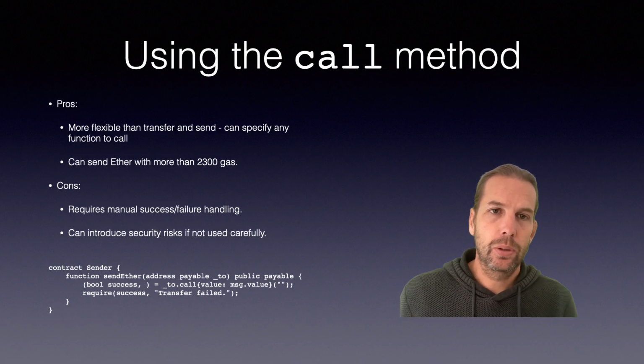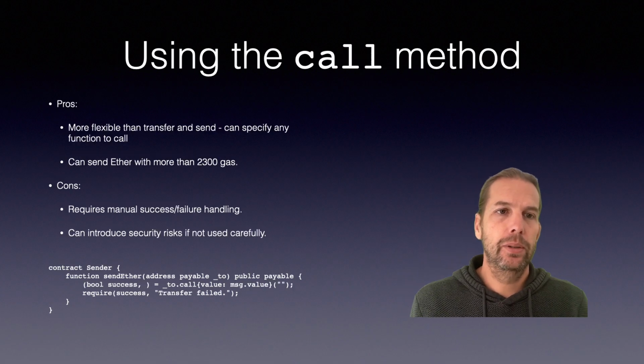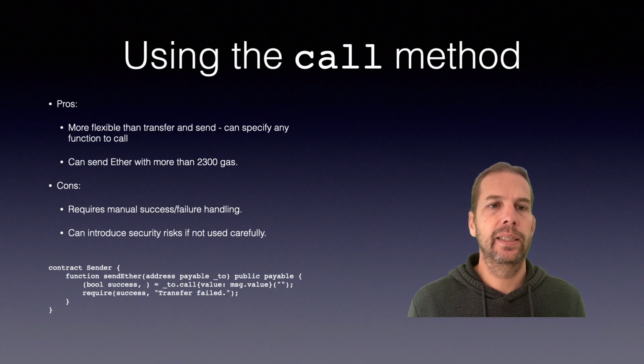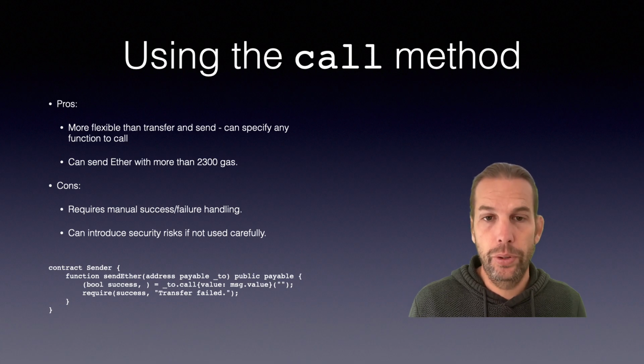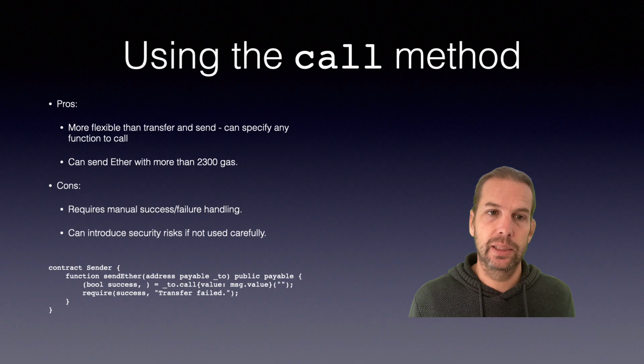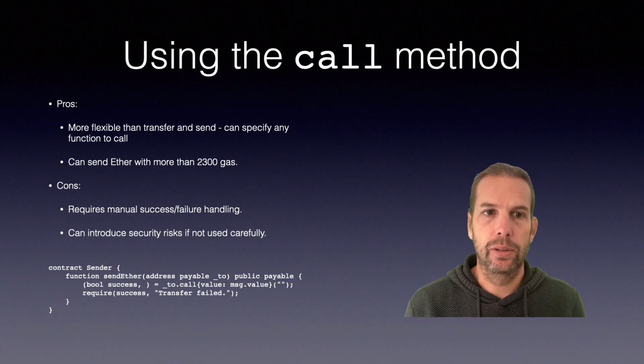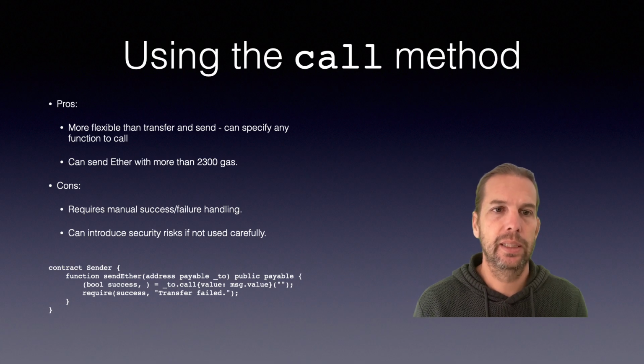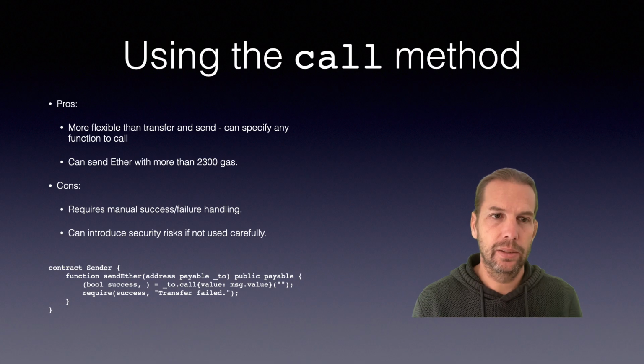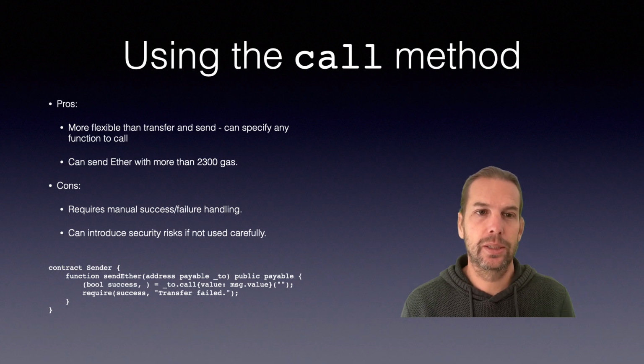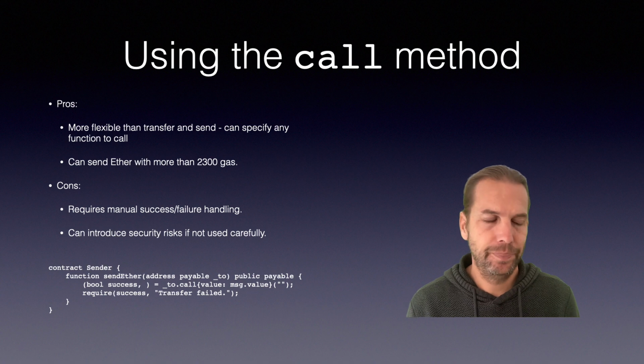The call method is the most flexible of the 3. And here you can send more than 2,300 gas. You can actually specify the limit. And therefore, you can have a more complex fallback function that could execute on the target contract. Again, this one requires manual success or failure handling, so you'll get back a Boolean. And this one can definitely introduce security risks if you don't use it carefully.